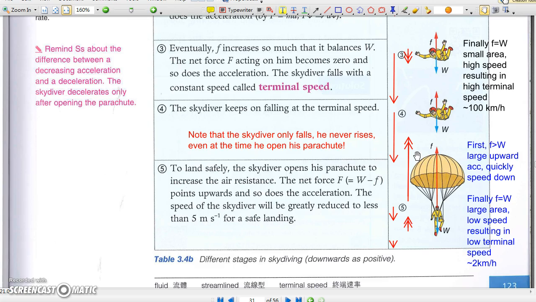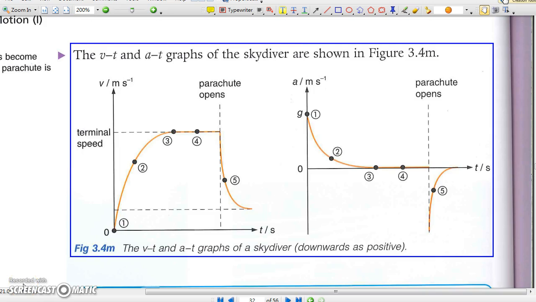This great upward acceleration decelerates his motion, so that he falls slower. So his speed decreases, and the air resistance also decreases. Finally, he reaches a smaller terminal speed, at which the air resistance equals his weight again. Study the velocity time graph and acceleration time graph on the next page to see if they match what I just said.